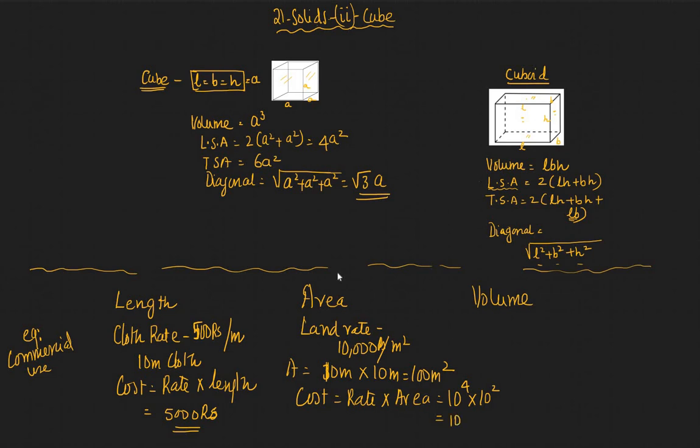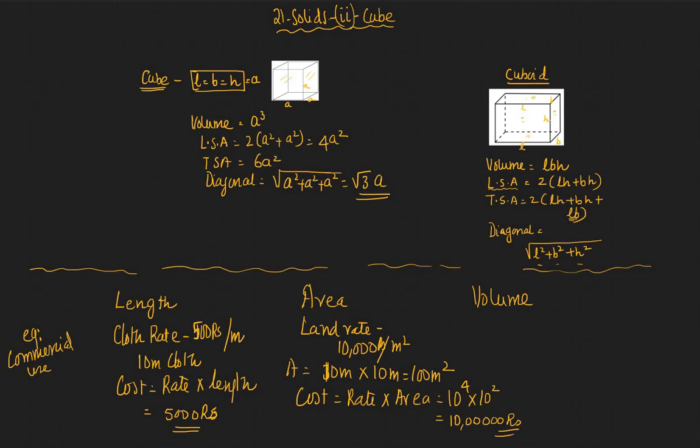That's 10 and 5 zeros, right? 1, 2, 3, 4, 5. So that's 10 lakh rupees, right? So that's the cost for the land, which is 10 meter by 10 meter, if it's 10,000 rupees per meter square.